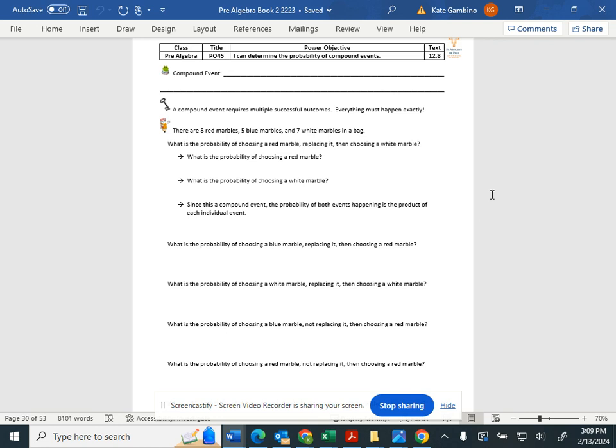So a compound event is two or more events occurring. So it's not just one thing. We don't just flip a coin one time. We have multiple events that are happening. It has to be at least two. It can be more. So a compound event requires multiple successful outcomes. Everything must happen exactly. So let's see how we do this.